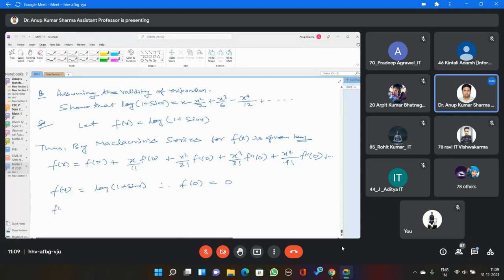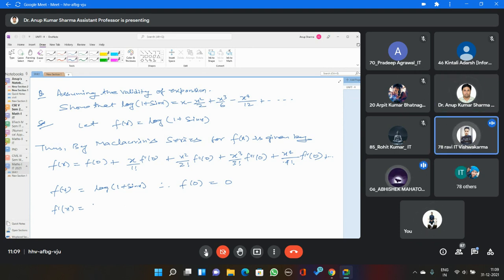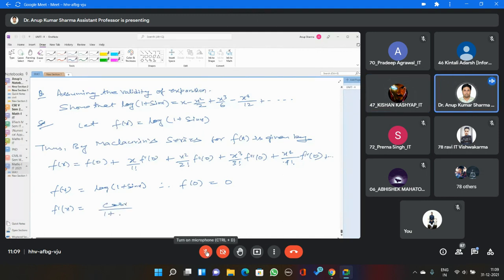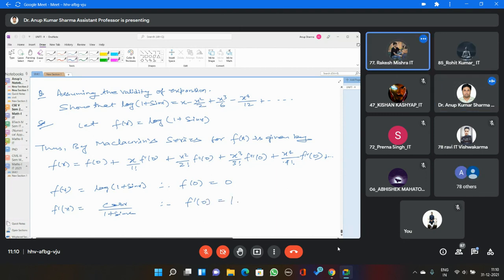Next, similarly, f dash of x, what do we write? Okay, anybody? I can write cos x by 1 plus sin x. Cos x upon 1 plus sin x. Fine. Therefore f dash of 0 is equal to 1.